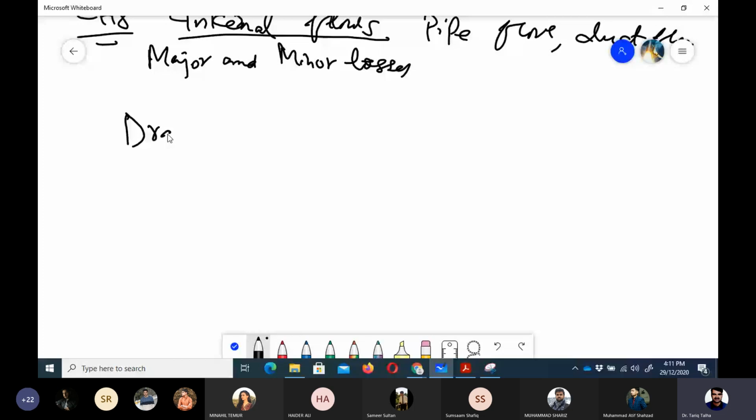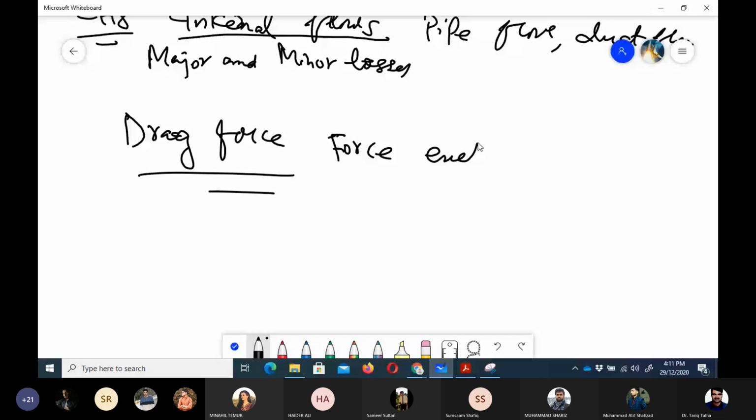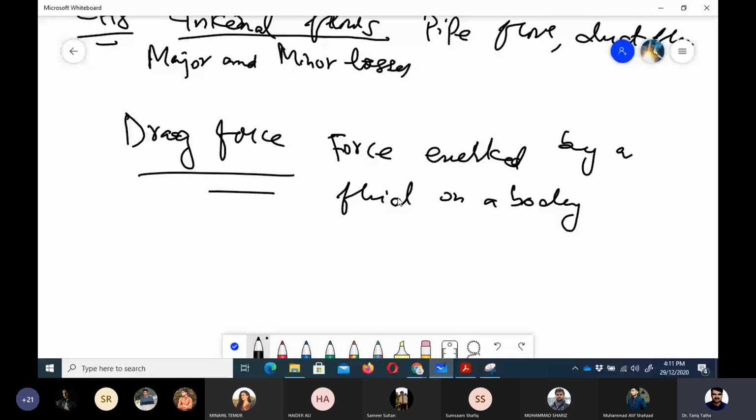Anyone? It is the force that resists motion. It is a force exerted by a fluid on a body, and an equal and opposite force is being exerted by the body on that fluid. So that is the drag force, and it is in the direction of flow. That is very important. Direction of flow.